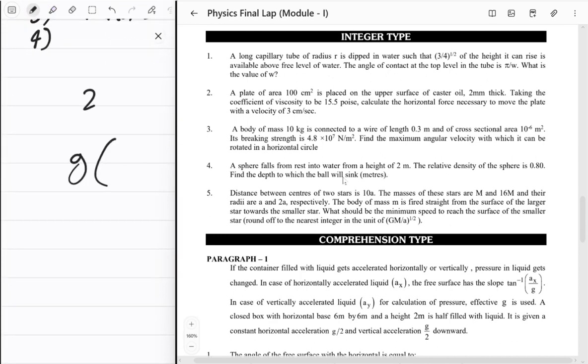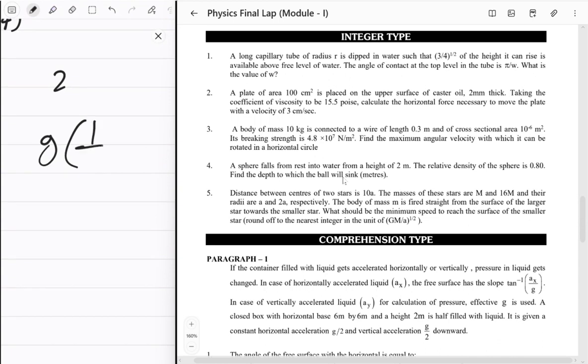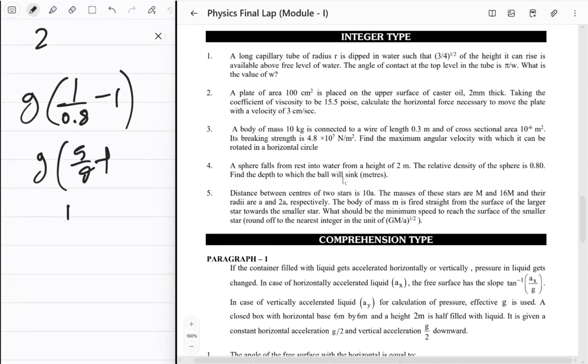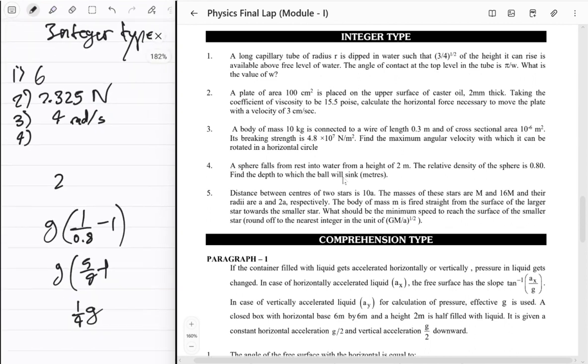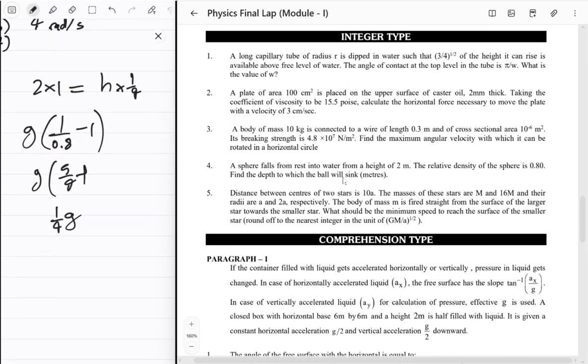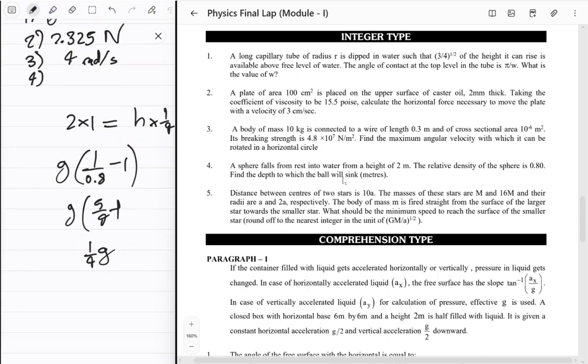G times density of water, which is 1 upon density of solid, which is 0.8 minus 1. That is the buoyant force. ठीक है, that's the effective gravity बोलना चाहिए. So it's upwards in this case. This is like G times 8 upon 10. So it's going to be 5 upon 4 minus 1. This is like 1/4 of G, so 1/4 G, right? Okay, so 2 times of 1 is equal to जो भी ये depth में गया h times 1/4, that's thing. It's going to be 8 meters sink करेगा, right? Next question.